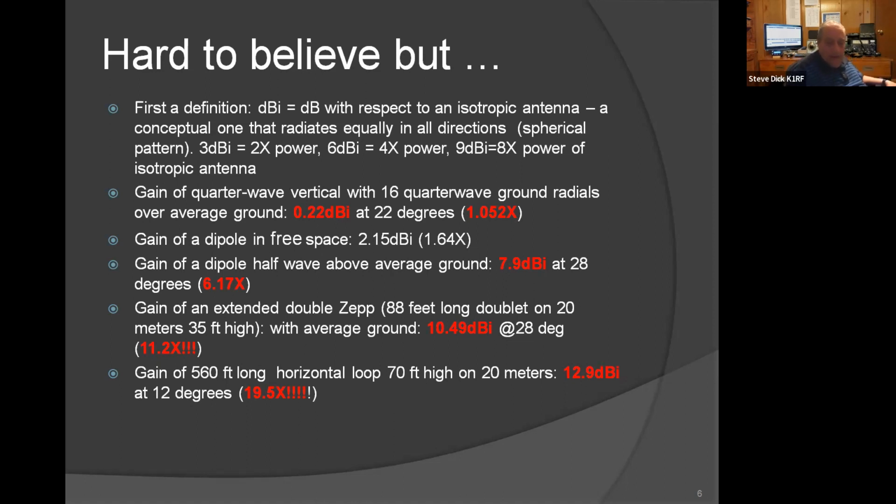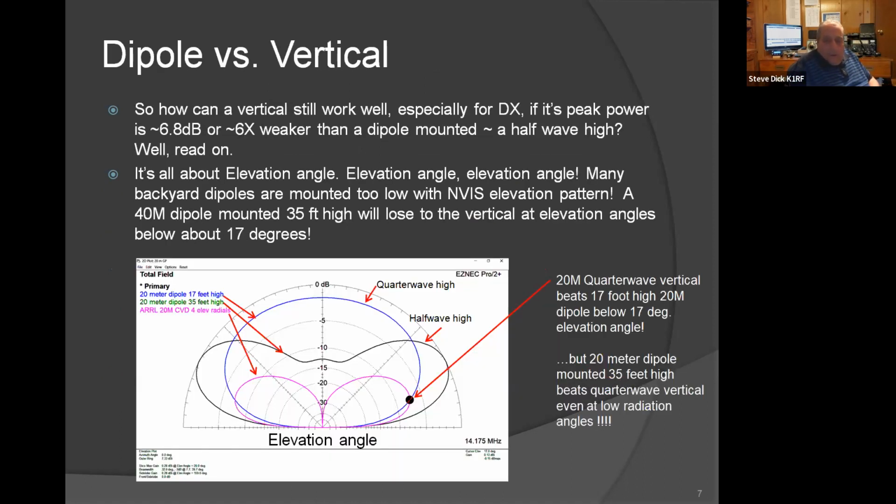So there's a wide range of powers involved in these different antennas. And if you notice, there's something pretty interesting. The gain of a dipole halfway above ground is quite a bit more than a quarter wave vertical, quite a bit more. So how could a vertical work at all? This next slide shows why it can work. Its power is actually about 6 times weaker than a dipole mounted at half wave high.